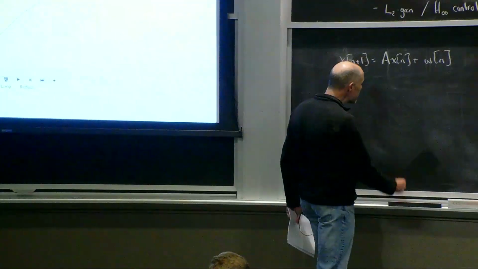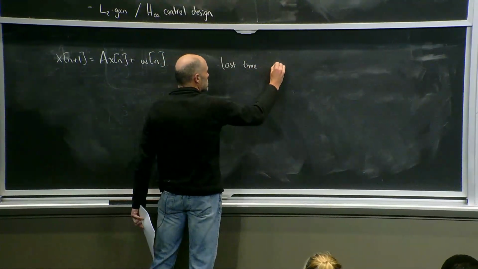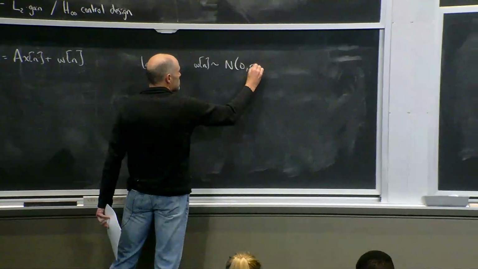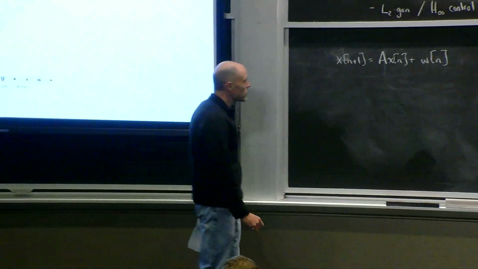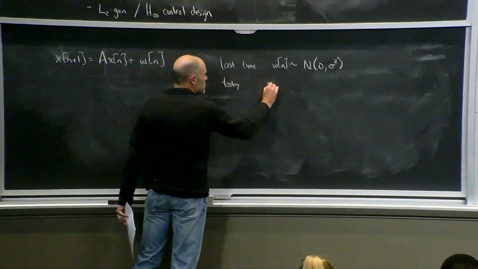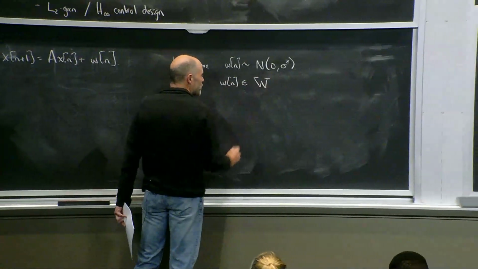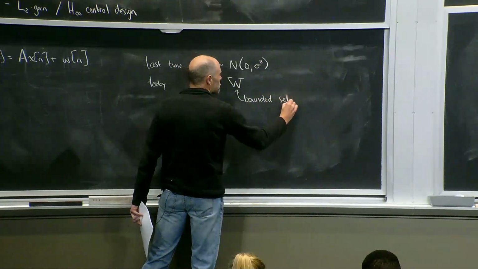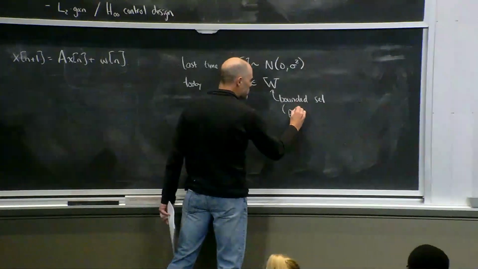Okay. Last time we said W_n was drawn from some distribution, for instance, maybe a mean zero Gaussian. Okay, today I'm going to say W_n is picked out of some bounded set. And we're going to see a natural choice is going to be polytopes.